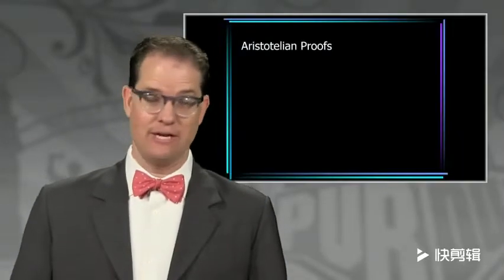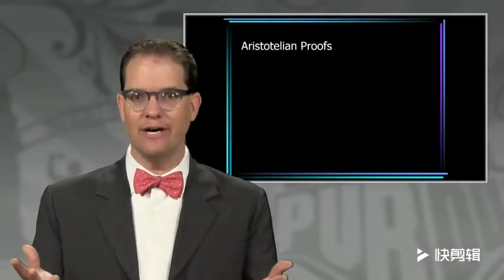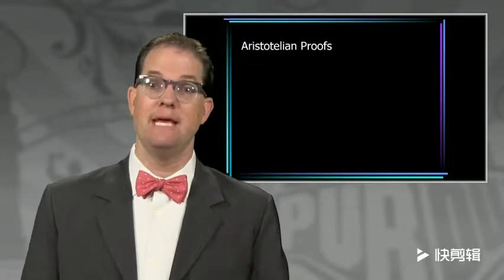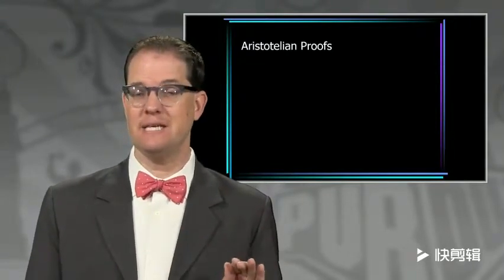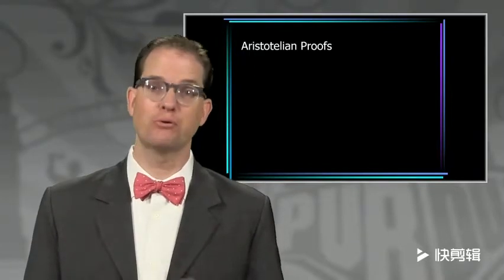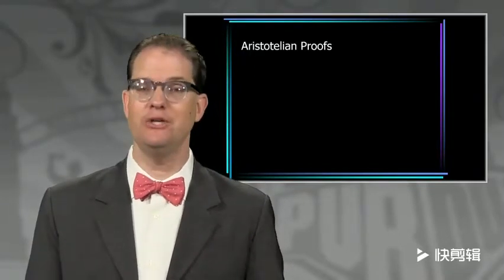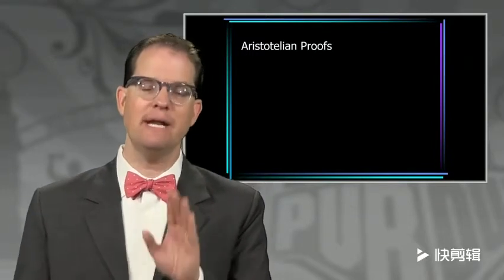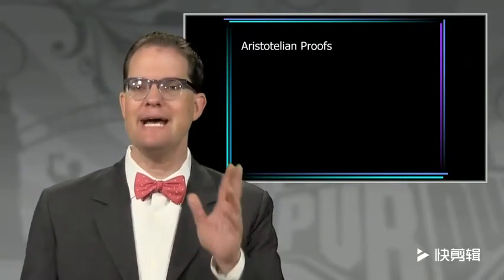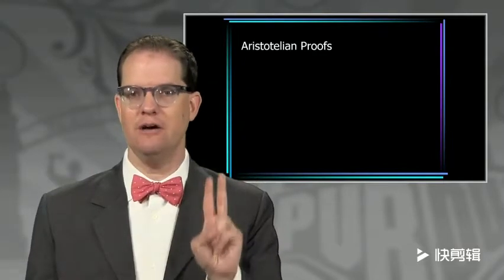Enthymemes are not Aristotle's only contribution, even if he thought it was the most important contribution. In fact, if you knew anything about Aristotle coming into this class, it was probably about his proofs. And the ones you probably knew were logos, pathos, and ethos. And we'll get to those in a minute. But Aristotle, as you read, actually has two kinds of proof.